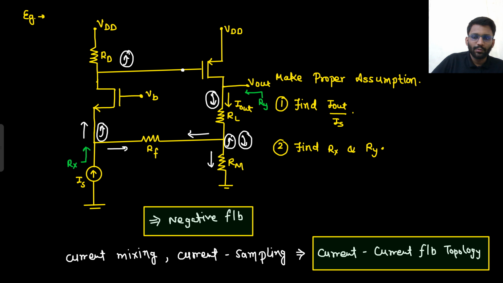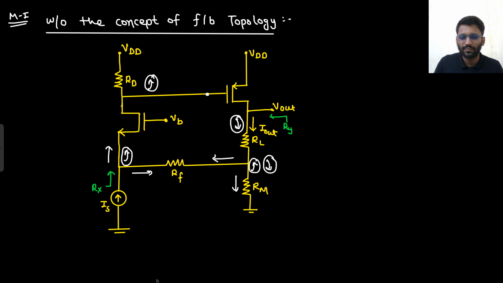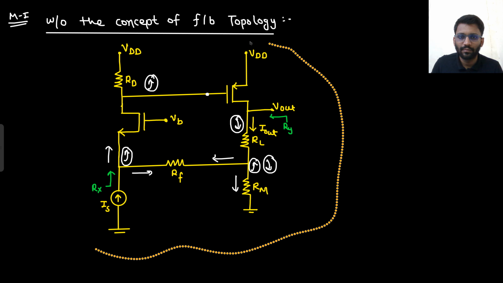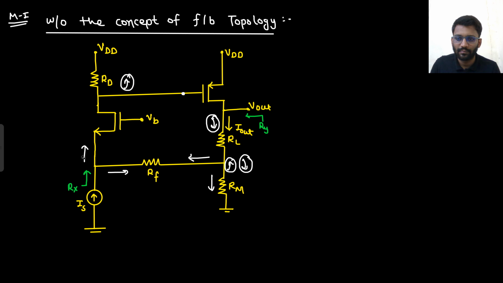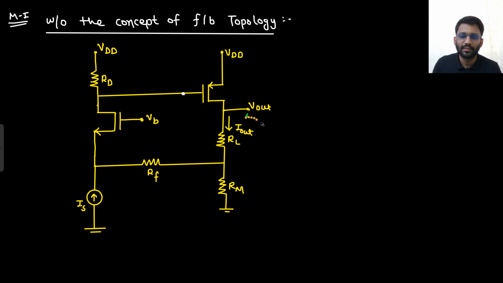Hi everyone, so we are going to solve this particular problem without the concept of feedback topology now. First thing is we need to find the gain. What is gain? I naught by Is. So our target is to find I naught by Is.